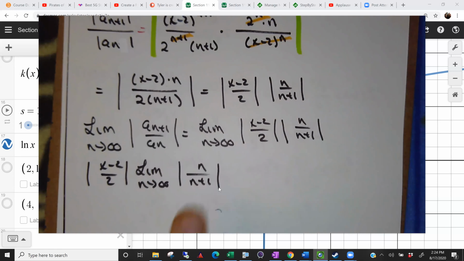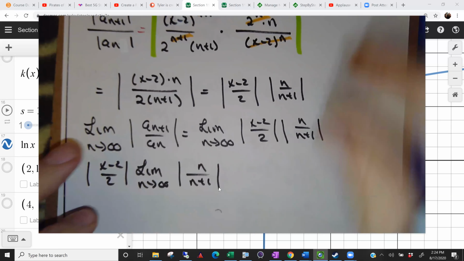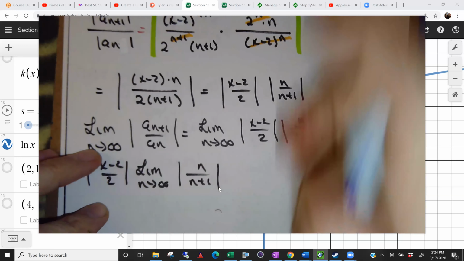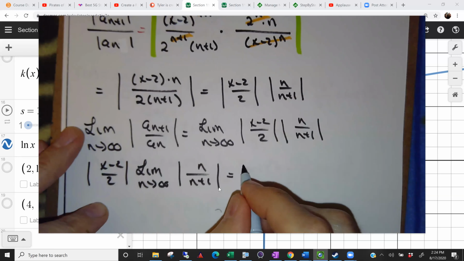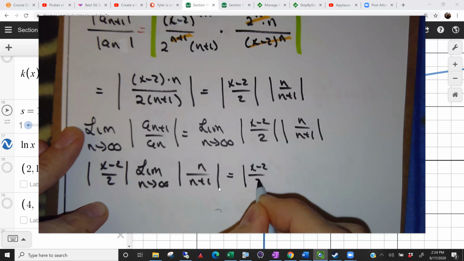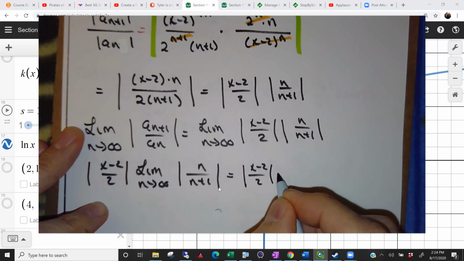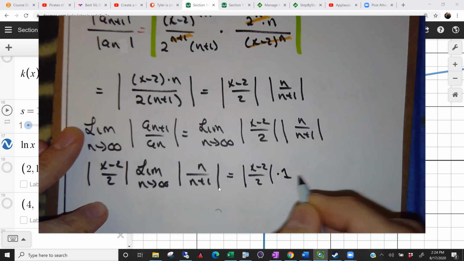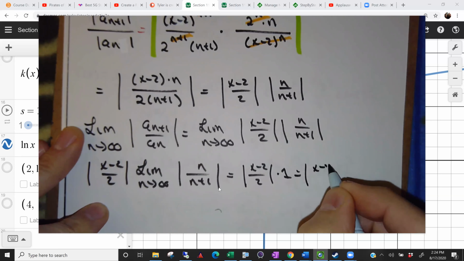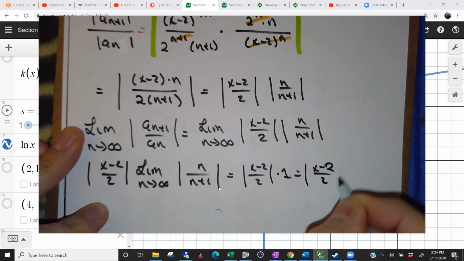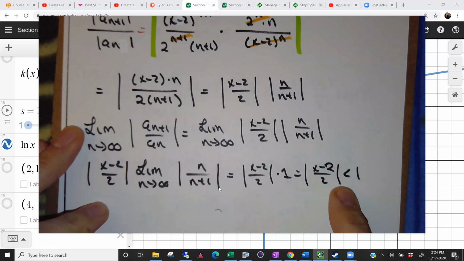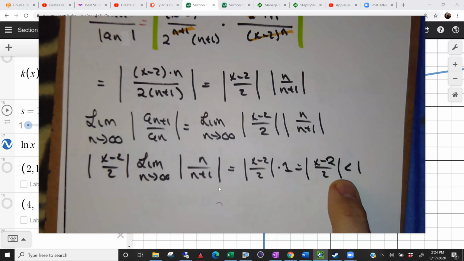What's this limit? 1. Infinity over infinity. Yes, so it's going to be the absolute value of x minus 2 over 2 times 1, or just absolute value of x minus 2 over 2. And I want this to be less than or equal to 1.